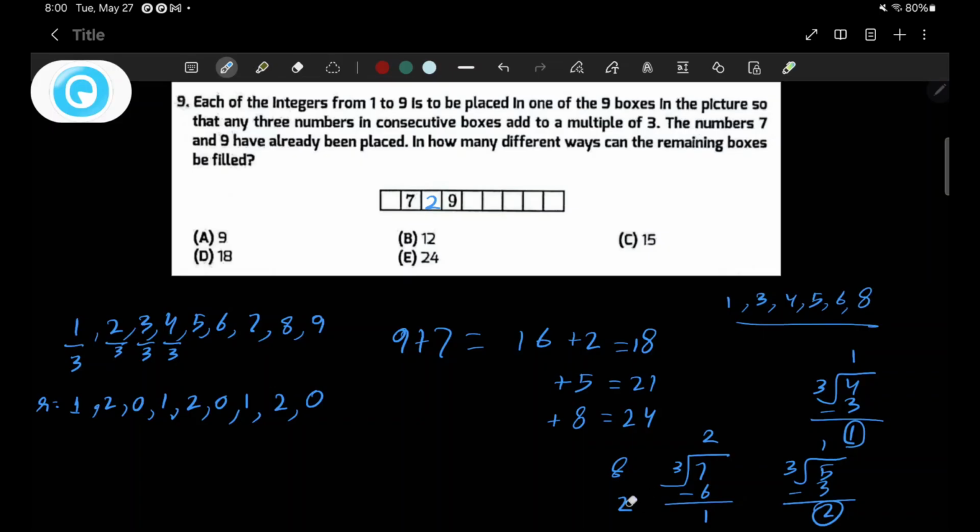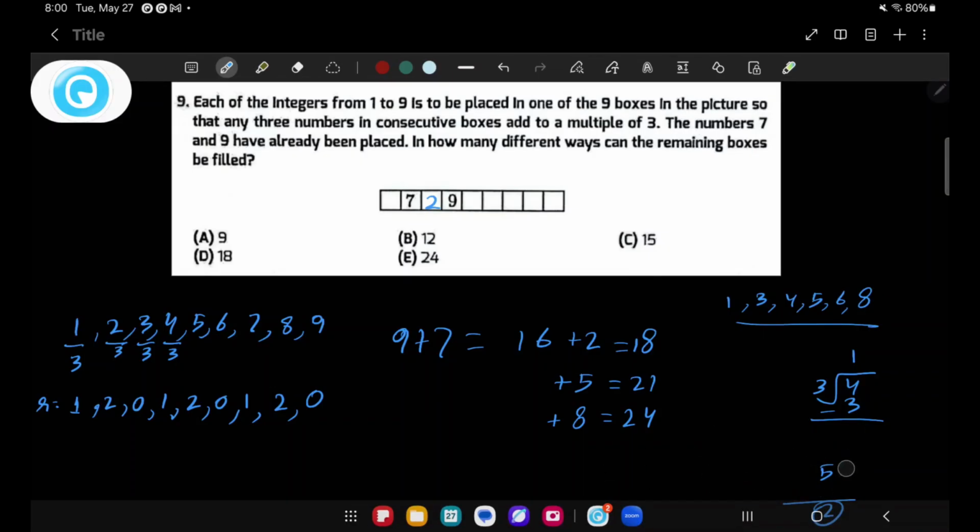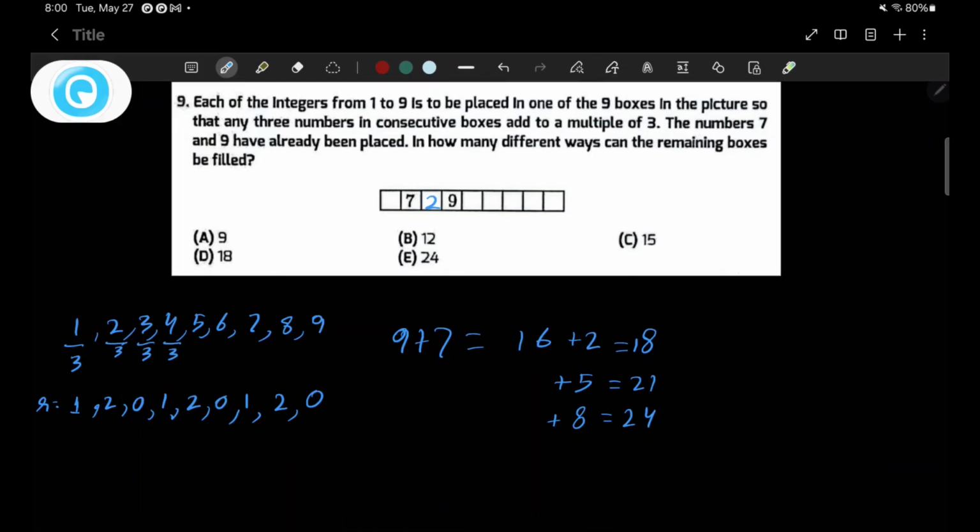So what this gives us is a kind of cycle of remainders. Now let's link that cycle of remainders with what we want here. What we want here is 3 consecutive numbers such that when they add up they are divisible by 3. Let's say we have 2 numbers. One has a remainder of 2 and the other one has a remainder of 2. For example, let's take 2 and 5. If we add 2 and 5, we get 7, which again leaves a remainder of 1, right?